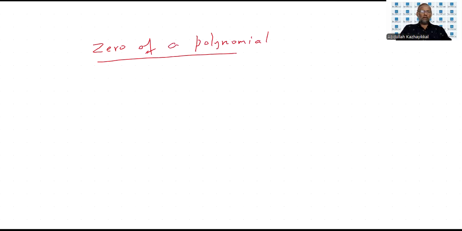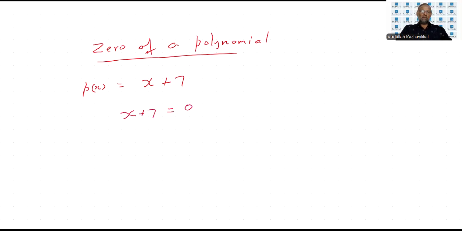Suppose the polynomial p of x is equal to x plus 7. It is not an equation, we cannot solve. If we are given x is equal to what, then I can tell you what is x plus 7. But I want to find the zero of this polynomial. So what to do? The value of the variable which makes this answer 0.